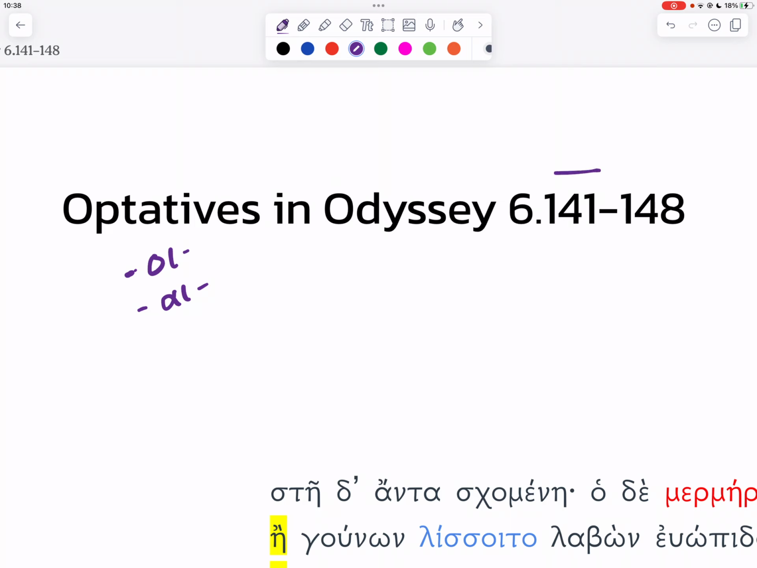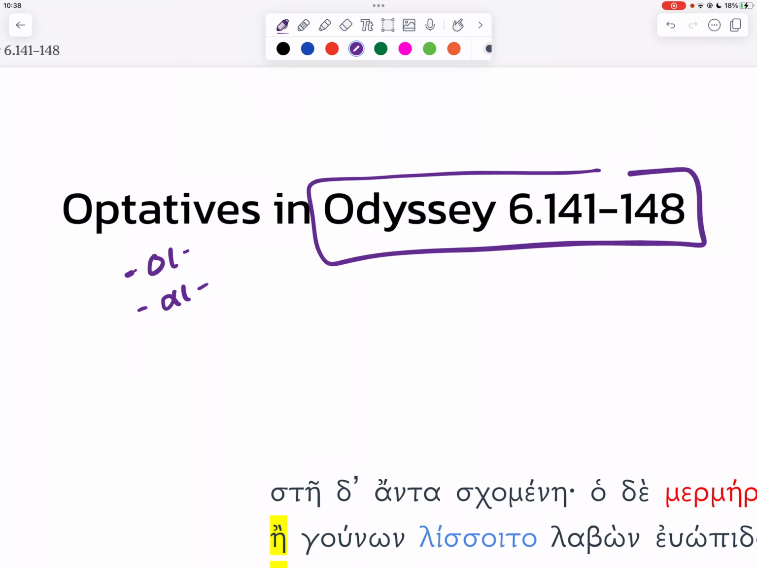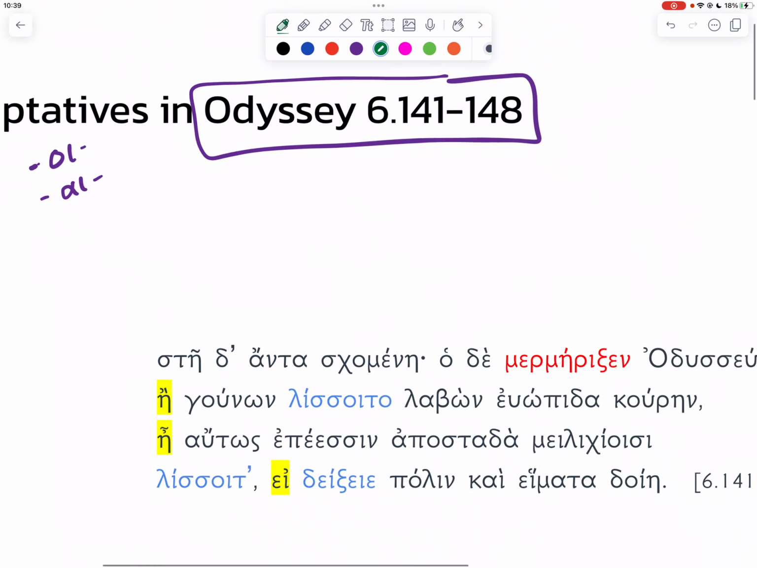In the lines that we're doing in class, 141 to 148, when Odysseus meets Nausicaa on the shore, we actually see a lot of these. So I want to take you through them really quick and show you how they work, because we're going to see a lot more of them soon.